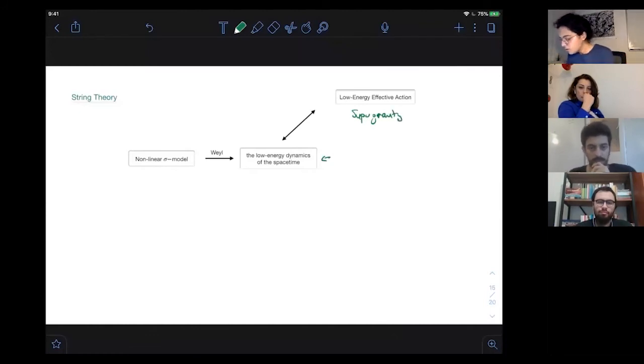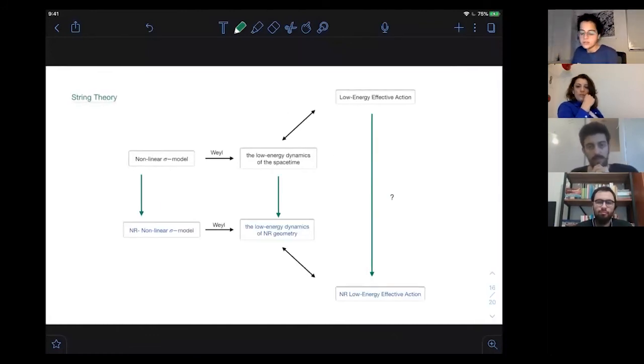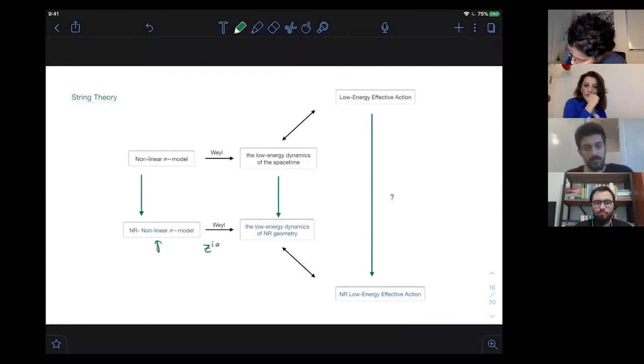Okay, let's see also in the non-relativistic setting, we get a non-relativistic sigma model, nice. Then the same procedure works. You can do a one loop calculation and get the low energy dynamics of non-relativistic geometry. That is already in the literature, done by Gomis, Jaume Gomis, and their collaborators. And the natural question is: is there any non-relativistic low energy effective action?